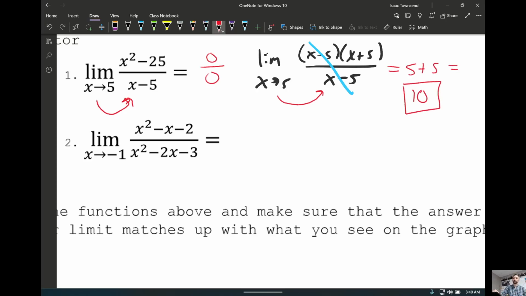If I looked at this graph and I thought about what y value this was approaching as x approaches 5, it's approaching 10 from the left and 10 from the right. I don't have to have a calculator to graph it. I don't have to have the graph drawn for me. I don't have to have a table. We can do it with just those algebra steps.